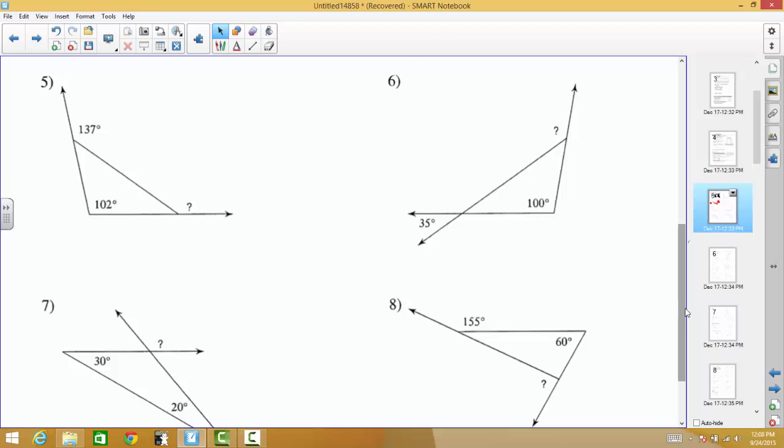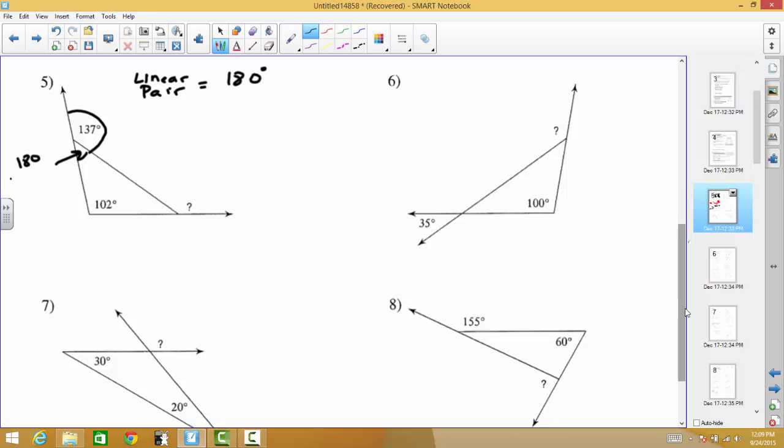So 5 is a little bit different. This angle is a linear pair with 137. Now, from yesterday, hopefully you remember that a linear pair adds to give you 180 degrees. They are supplementary. So in order to find this angle, we would need to do 180 degrees minus 137. Again, really try not to use a calculator here. So 10 minus 7 is 3. 7 minus 3 is 4. And 43 is the answer to that part of it.